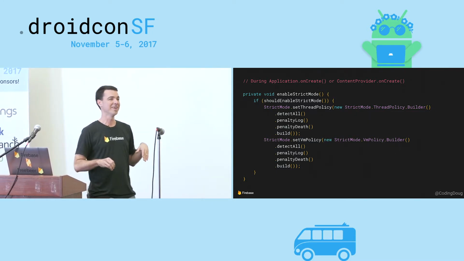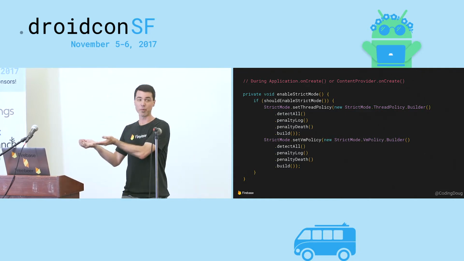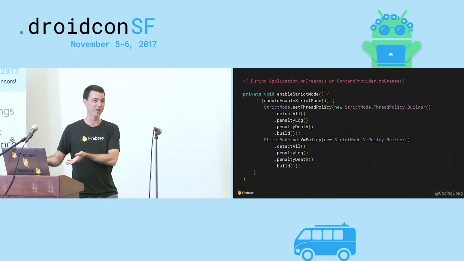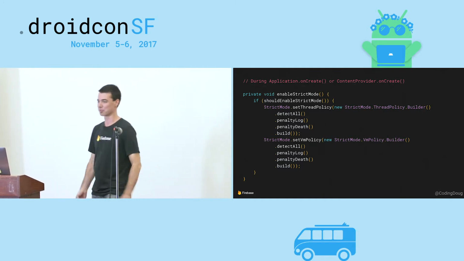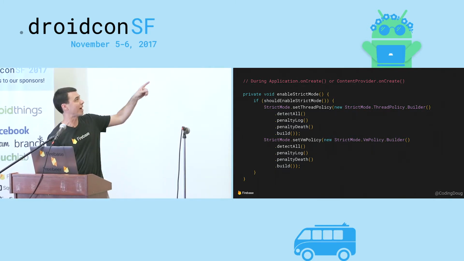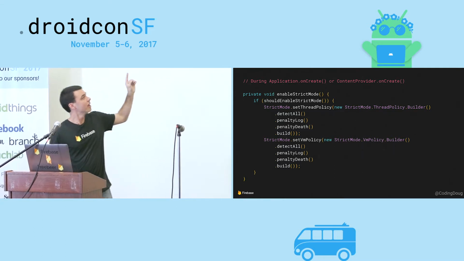Now the question here is, at what point do we want it on and at what point do we want it off? You don't want to ship an app with strict mode on, especially if it's going to crash your app if you made a mistake. You don't want a mistake to cause problems for your users. So I'll talk about that decision.